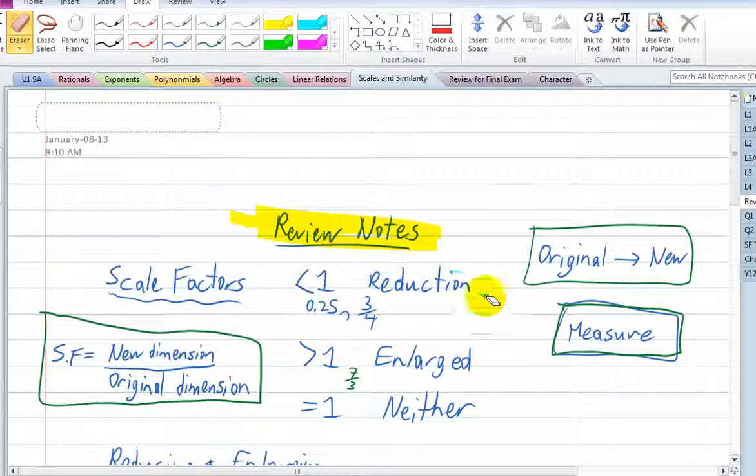And remember that tricky one in the quiz which you all fell for, hook, line, and sinker? If it's equal to 1, then it's neither. Okay, you never know. Might put it on a test. Might not, but I might. Okay?